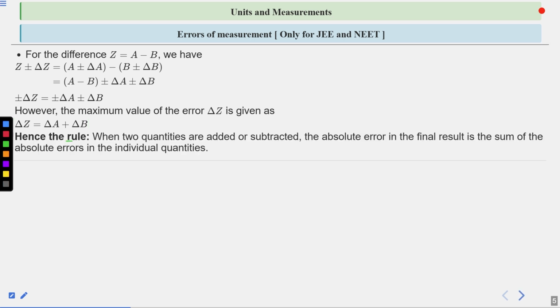Hence, the rule: listen carefully, when two quantities are added or subtracted, the absolute error in the final result is the sum of the absolute errors in the individual quantities. So here the absolute error is equal to the sum of the absolute errors of the individual quantities, delta A plus delta B.